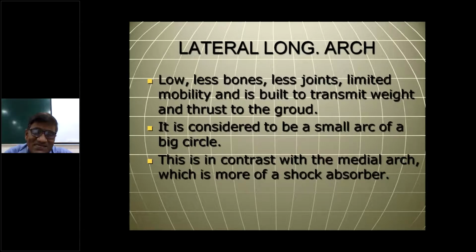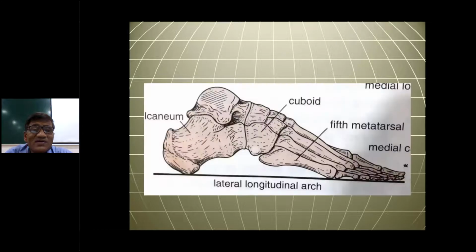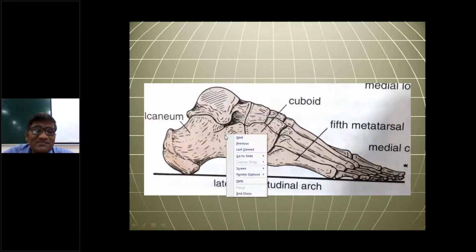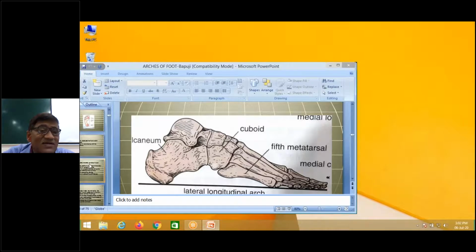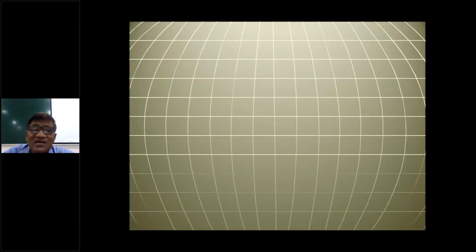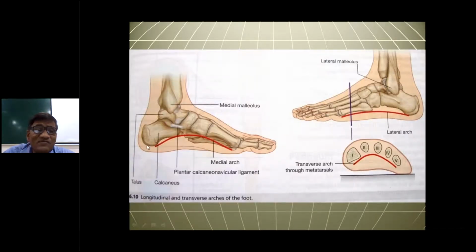Now this is in contrast with the medial arch, which is more of a shock absorber. So this is the lateral arch. If you compare it with the middle arch, it is certainly flatter. If you see this slide, if you compare with the middle arch, middle is higher and more concave and mainly meant for shock absorbing. The lateral is a little flatter, a concave arch only, but comparatively more shallow, and more weight bearing, closer to the ground. And in a wet foot, it forms the imprint on the ground.